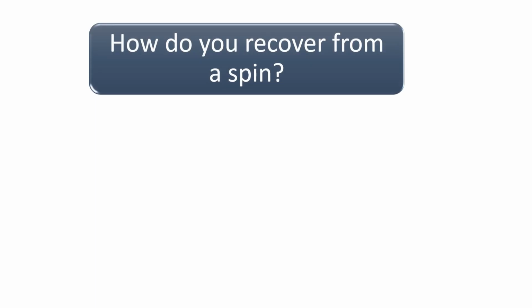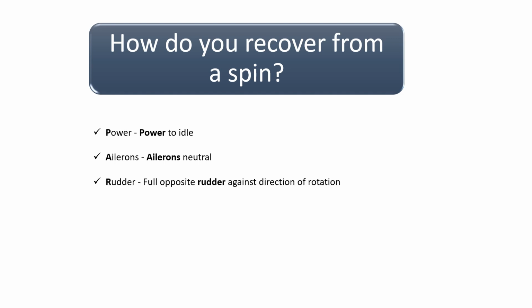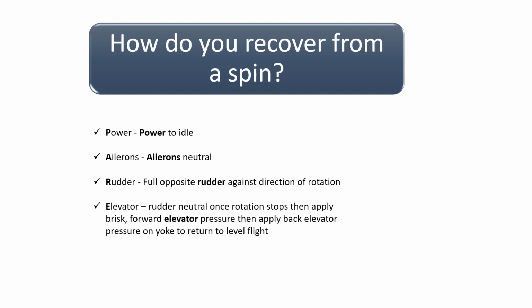How do you recover from a spin? One way to remember the spin recovery steps is the acronym PAIR. Once the spin starts, the pilot should reduce power to idle and keep ailerons neutral. Full rudder pressure should then be applied in the direction opposite the direction of the spin. The pilot should then apply brisk, forward elevator pressure by pushing forward on the yoke. Once the spin is broken, the last step is to apply back elevator pressure to return to straight and level flight.